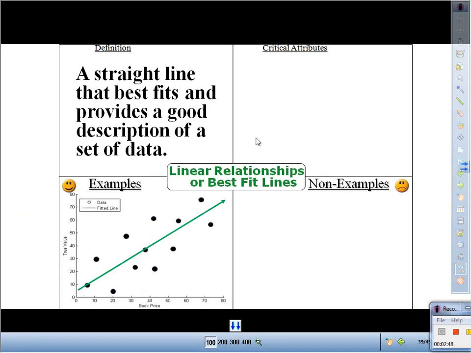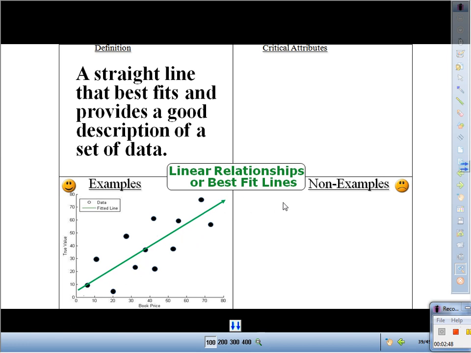According to the definition, a best fit line or a linear relationship is a straight line. So are all the points a best fit line? Are all the points a linear relationship? No. Which is the linear relationship? The straight line. There it is.